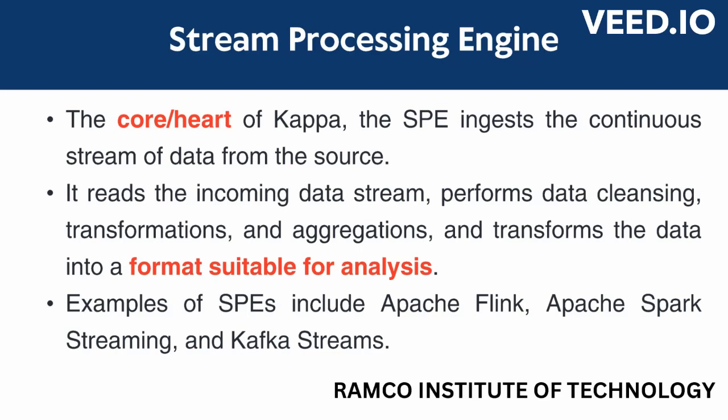Next component is the stream processing engine. It is considered the core, or the heart, of the Kappa architecture. The stream processing engine ingests the continuous stream of data from the sources. It reads the incoming data stream, performs data cleansing, transformation, and aggregations, and finally transforms the data into a suitable format for analysis. Examples of stream processing engines include Apache Flink, Apache Spark Streaming, and Kafka Streams.